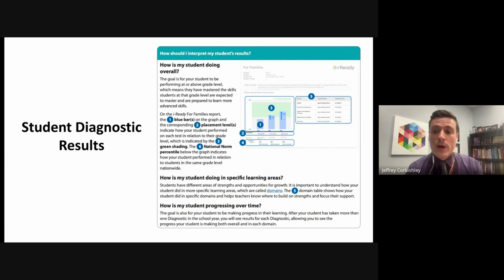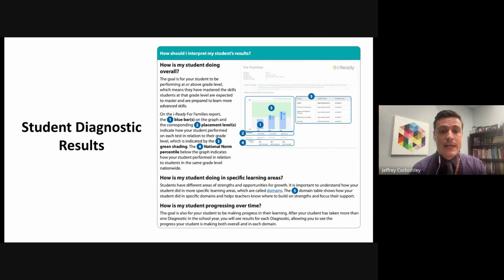But before we go there, we wanted to give an overview of how to read your child's results. On the screen, you'll notice that there are blue bars. A blue bar represents where a student is currently placed, that just right placement level. The green shading represents the grade level range for a particular student. For example, if a student is in 7th grade, the green shading represents the standards levels for a 7th grade student. In addition, you'll notice that there's a national norm percentile, and that number represents how a student performed in relation to students within the same grade level across the entire nation.